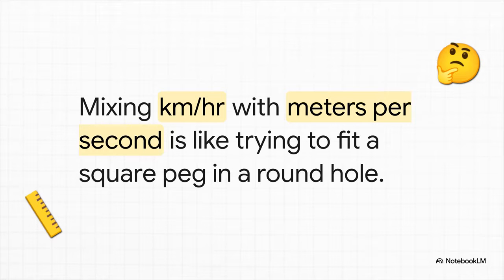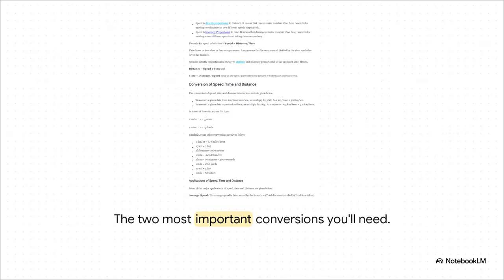All your pieces, your distance, your time, they all have to be speaking the same language for the equation to work. The good news is you really only need to get comfortable with two main conversions, going from kilometers per hour to meters per second, and then going back the other way. It sounds a little complicated, but it all comes down to one little trick. Just burn this one fraction into your brain, 5/18. That is your magic number. To change kilometers per hour into meters per second, you just multiply by 5/18.